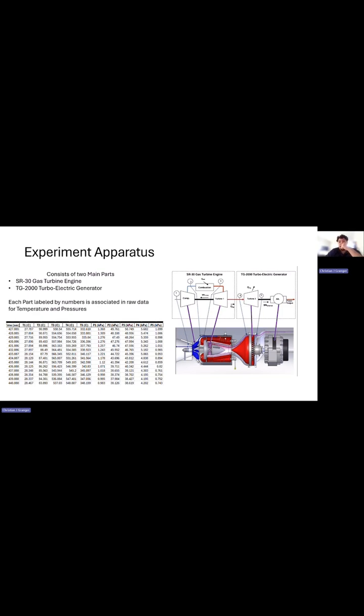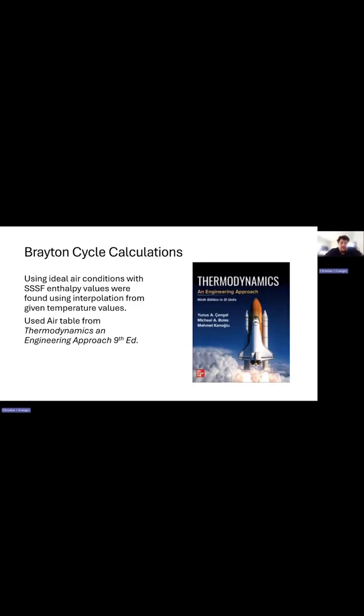And then the second is the TG2000 turbo electric generator. That consists of your power turbine and then the alternator. Each part is labeled and numbered in the raw data sheet for temperatures and pressures. For the Brayton cycle calculations, all of them use ideal air conditions for steady state, steady flow. Enthalpy values were found using interpolation for the given temperature values, and all of that came from the air table of Thermodynamics: An Engineering Approach, 9th edition.